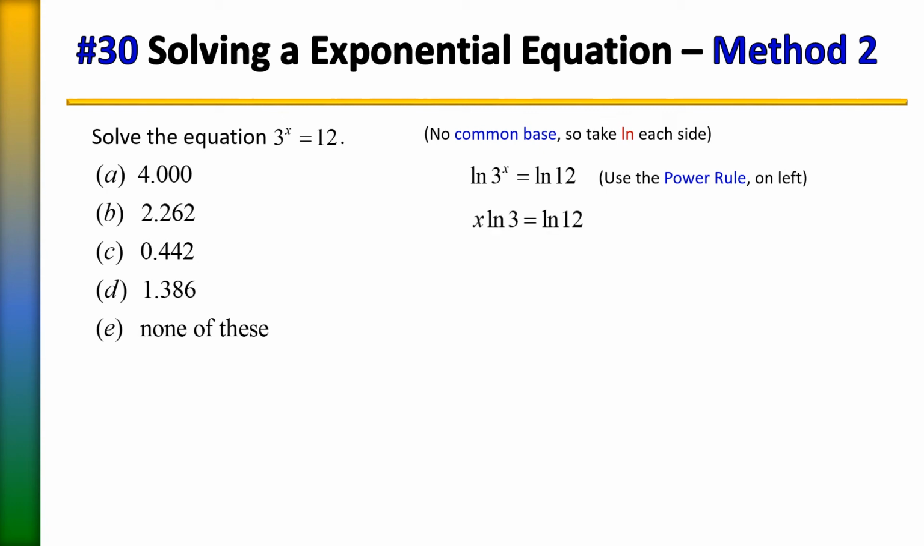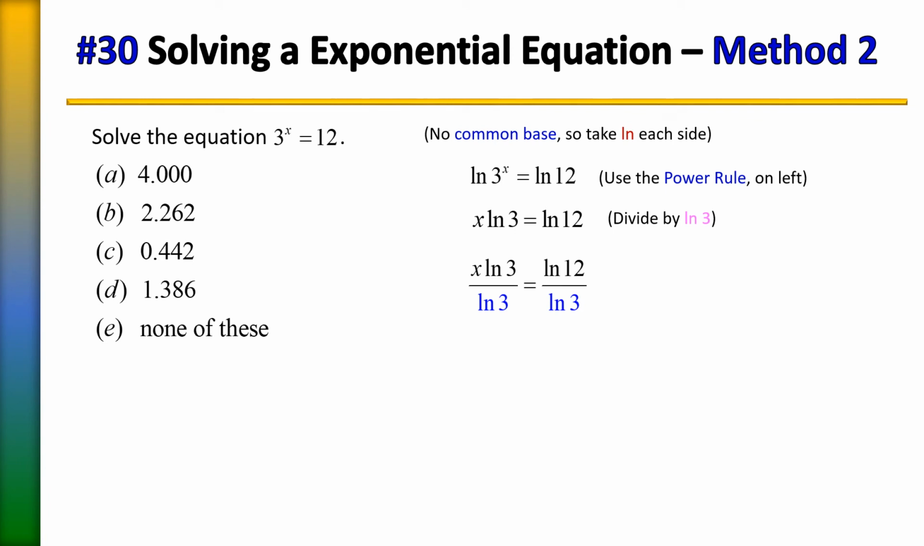Again, we want to solve for x. To get x by itself, right now x is being multiplied by the natural log of 3. So what we have to do is get rid of the natural log of 3. The opposite of multiplication is division, so I have to divide by the natural log of 3. And recall with equations, whatever you do to one side, you must also do to the other side.